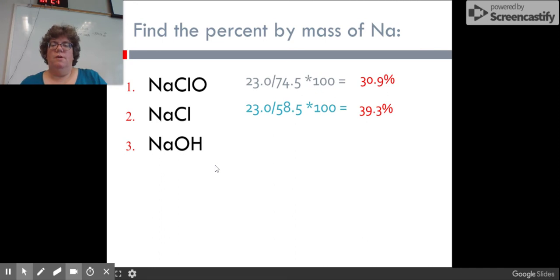Now let's do the sodium hydroxide. 23 from the sodium, 40 is the sodium plus the oxygen plus the hydrogen. Multiply that times 100, 57.5%. So 57.5% of this compound is made up of the sodium. So way over half of it.